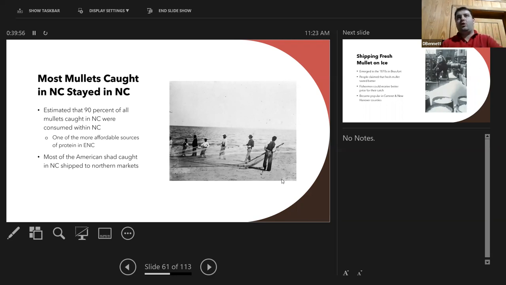Largely the finfish that were being exported from North Carolina were shad and herring, and those were being heavily regulated with that 1784 barrel law.